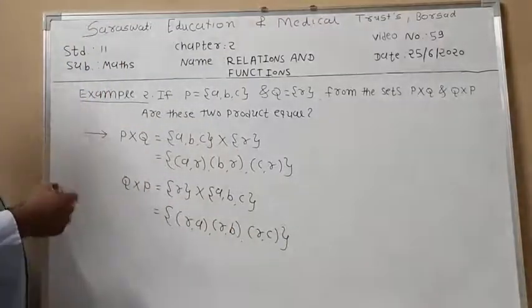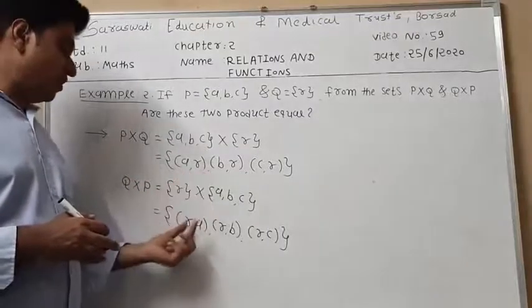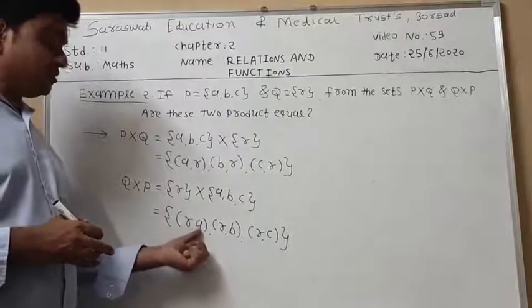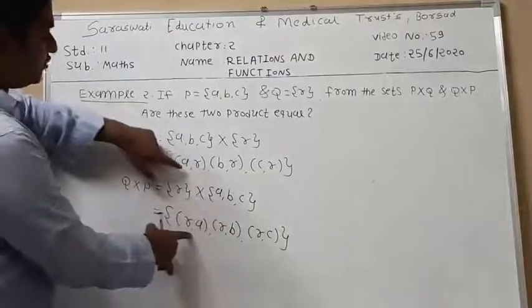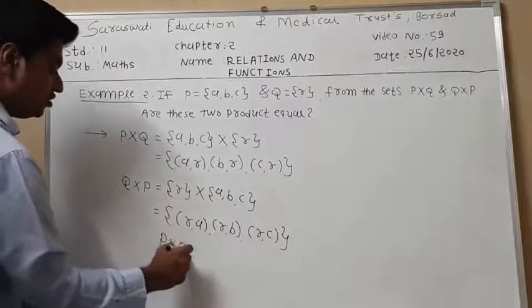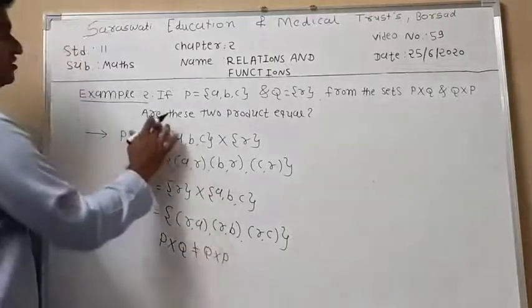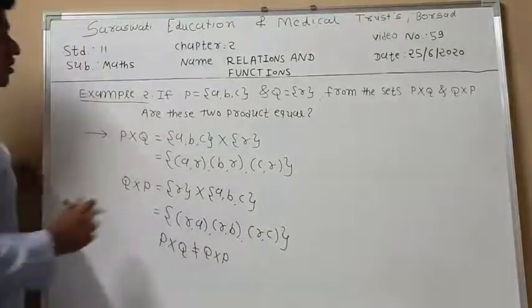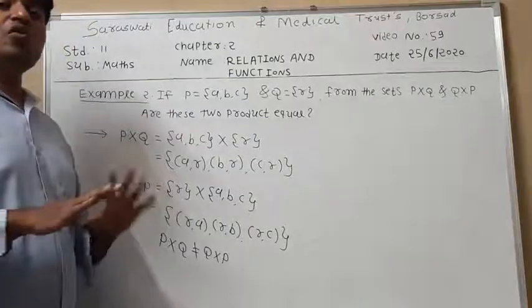Now see here, in case of P Cartesian product Q, here we get (A, R), and here in Q Cartesian product P, the first position is R and the second position is A. So both these positions are different, so we can say that P Cartesian product Q is not equal to Q Cartesian product P. That means these two products are not equal. So remember, P Cartesian product Q and Q Cartesian product P are always not equal.